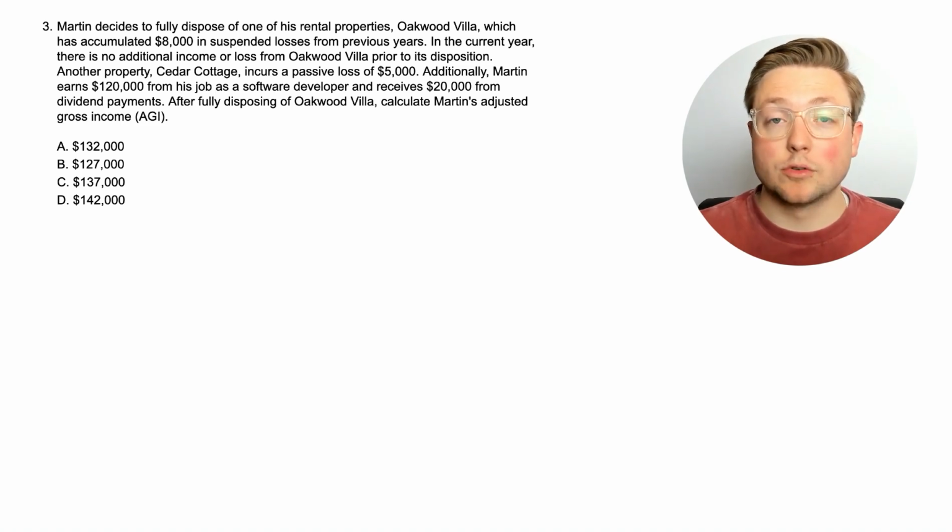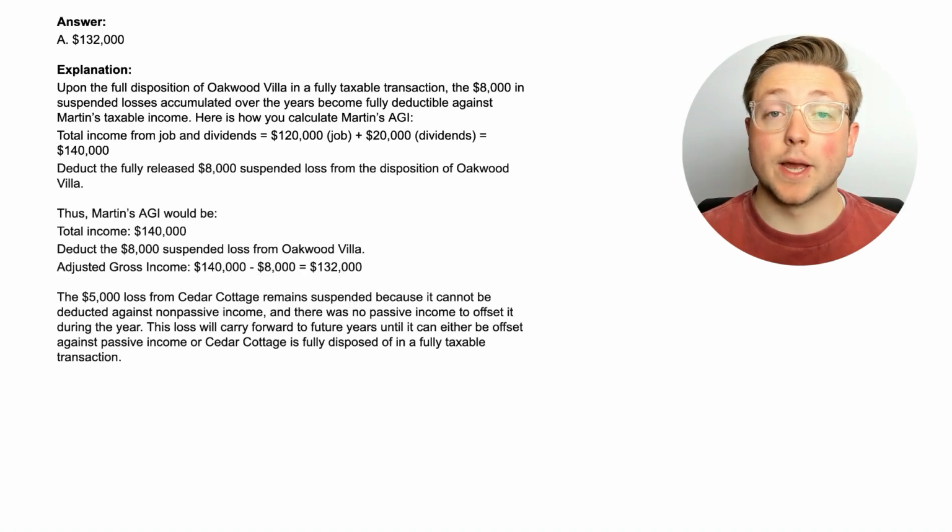Okay, now we're trying to get into what happens if that passive activity that has a suspended loss is disposed of. What if they get rid of that passive activity? What happens to that suspended loss? And how does that affect the taxpayer's AGI? So go ahead, pause the video, see if you can think through this and guess what you think the answer would be. And when you're ready, come back, we'll look at the answer together. Okay, and the answer is $132,000.